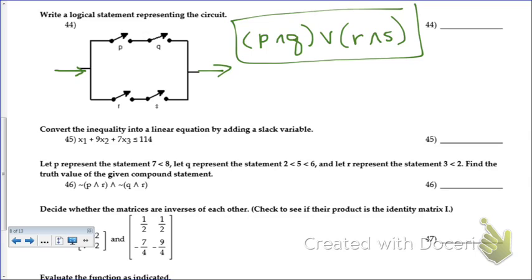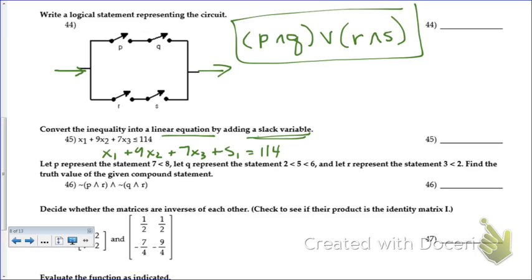Number 45, convert the inequality into a linear equation. So notice it's an inequality right now, and we're going to do that by adding slack variables. And you may remember this is when we had several inequalities in a linear programming problem, we had to add slack variables. And what that does is adds to the left side of the equation some amount so that the equation is actually going to equal 114 and not possibly be less than. So we have x sub 1 plus 9x sub 2 plus 7x sub 3 plus a slack variable is equal to 114.